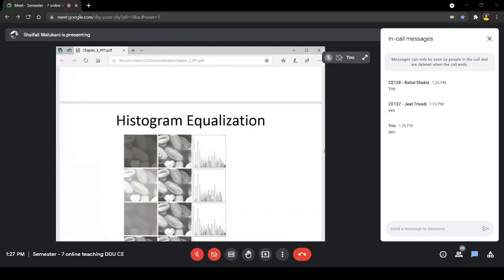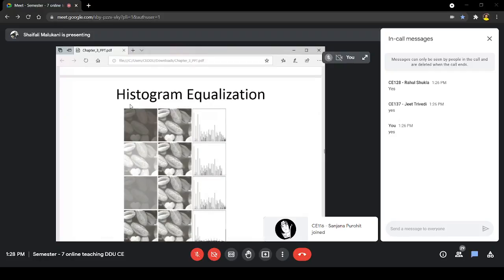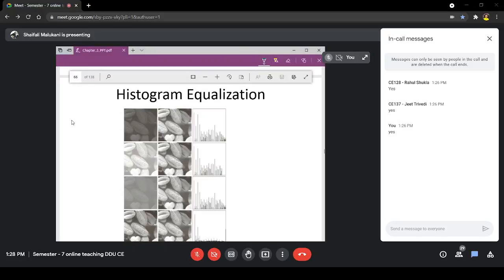Now, what remains: if this is the input image, then I am going to find its histogram. I know that the histogram of this is concentrated on the left hand side, because it is a dark image. Then from this histogram I am going to get the probability of occurrence. Then from the probability of occurrence and that equation of L minus 1 and summation, I am going to get the S values.